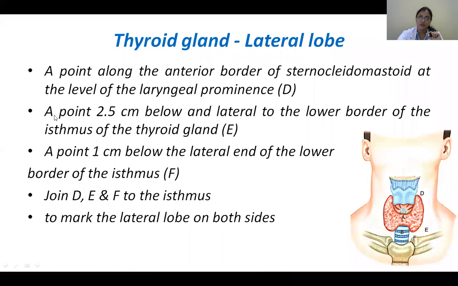Then coming to the lateral lobes. So these are the lateral lobes. This is your sternocleidomastoid here. Just where you have your laryngeal prominence, there you will mark 1 and go on to the anterior border of the sternocleidomastoid, and that will be 1 mark. And then again a point lateral to the lower border of the isthmus. You already have your isthmus, so from there you mark 2.5 centimeters away, and then 1 centimeter below the lateral line here, again here. So 2.5 centimeters away here, and just along this will be your sternocleidomastoid. Like that you will mark and join the lines, and you will have the location of the thyroid gland.